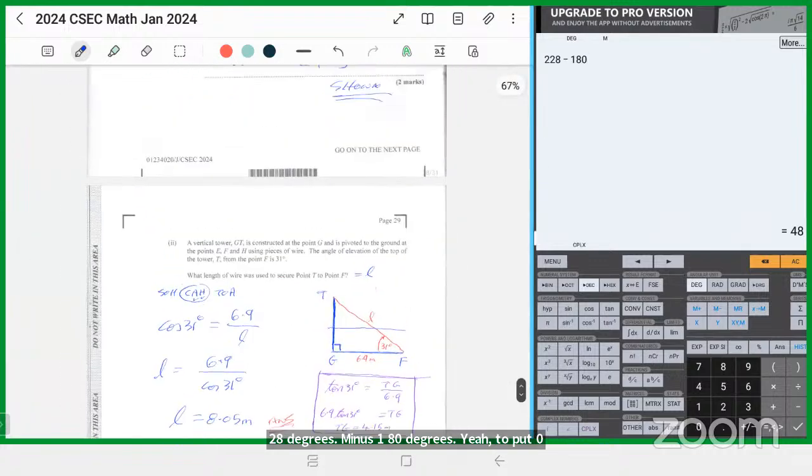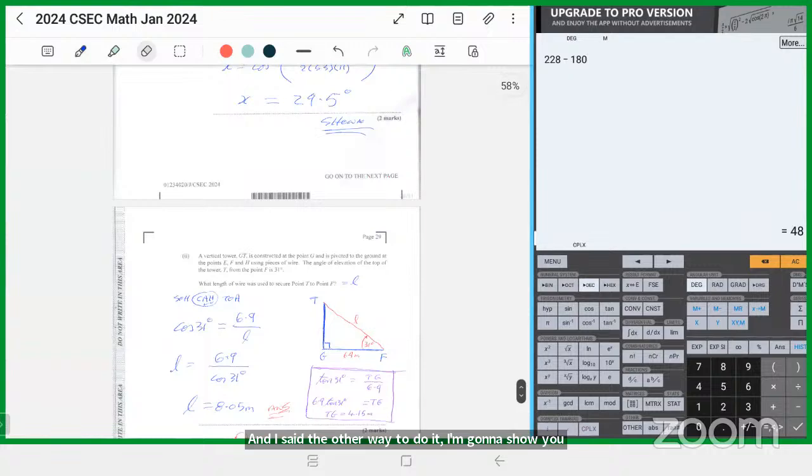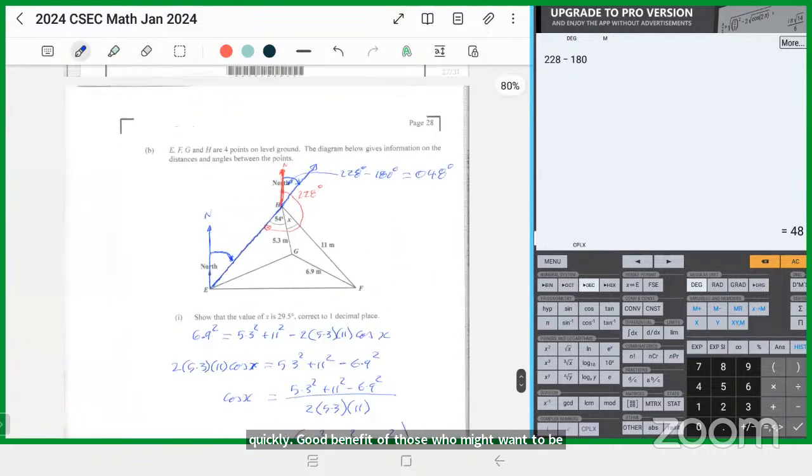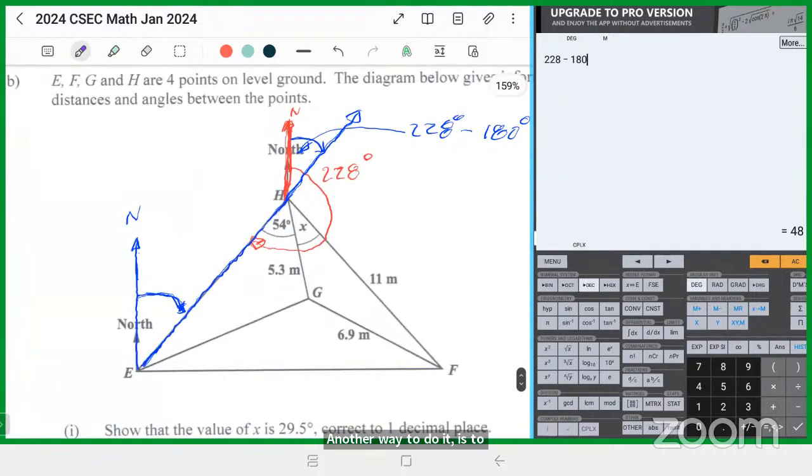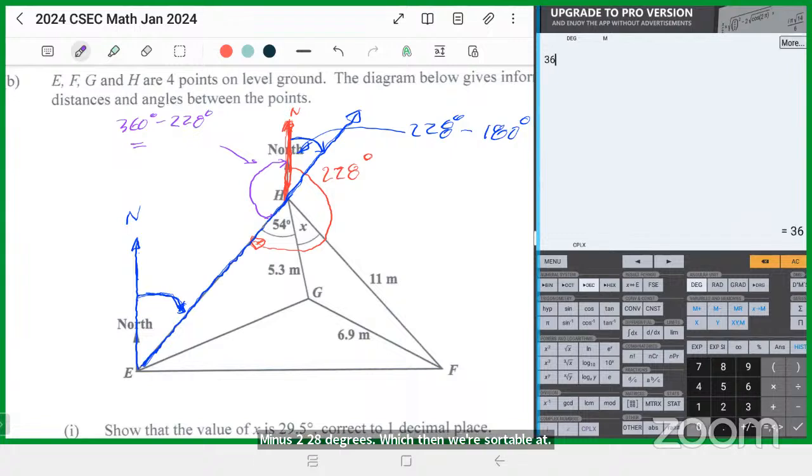As I said, the other way to do it, I'm going to show you quickly for the benefit of those who might want to do it this way. The other way to do it, in purple, is to say, okay, this angle right here becomes 360 minus 228. Because the total angle around this point H is 360, and all of this is 228. So the rest of it here must be 360 minus 228. So this purple angle right here is 360 degrees minus 228 degrees, which then works out to what? 360 minus 228, 132.